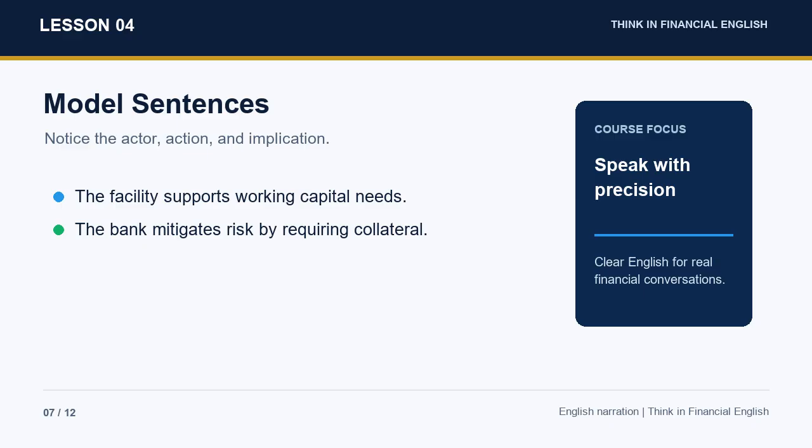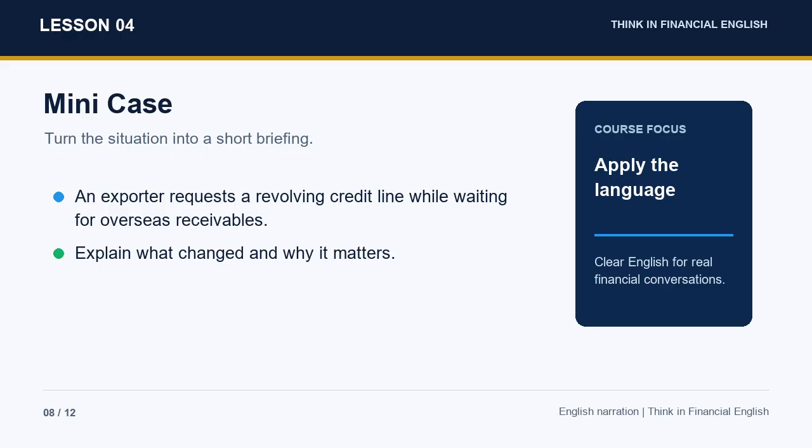For example, the bank tightened lending standards to reduce credit risk. The investor shifted into bonds because rate expectations changed. The regulator required additional disclosure to protect market confidence. These sentences are not complicated, but they are professional because each one explains cause and effect. When you practice, read your sentence and ask, did I name the actor, action, risk, and result?